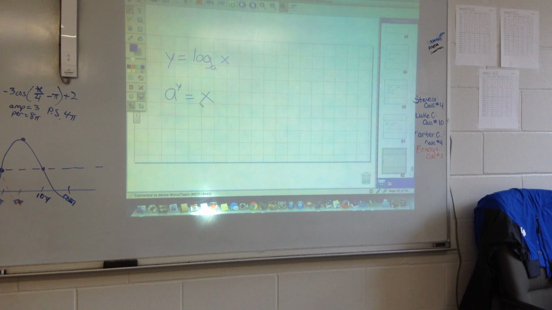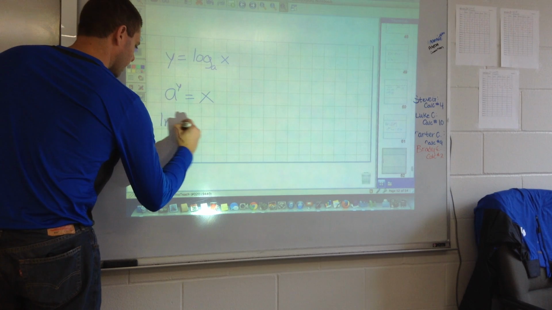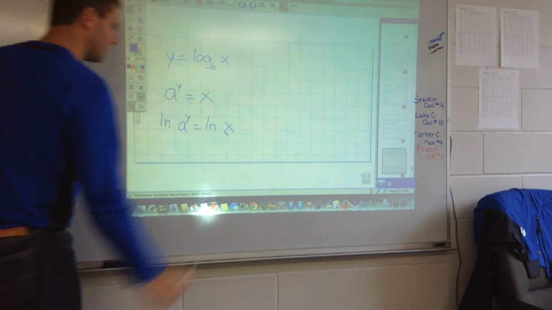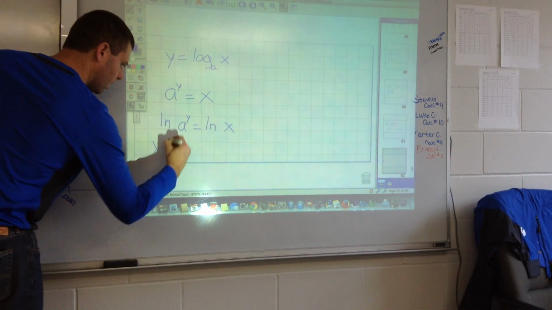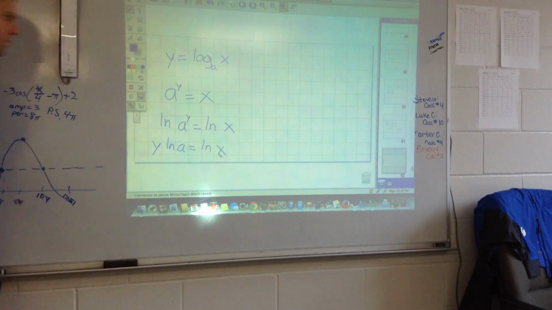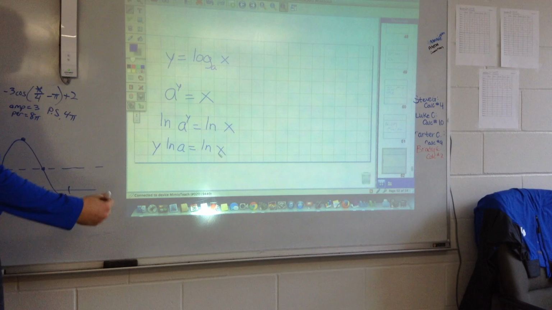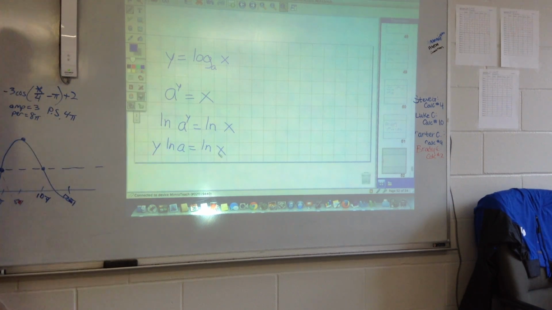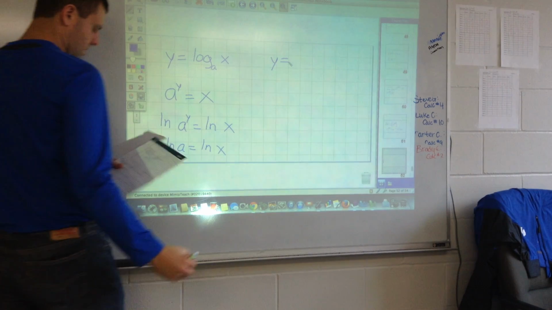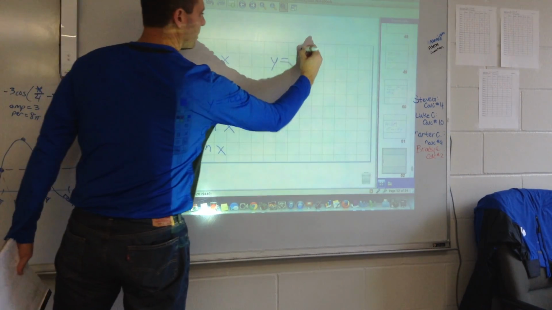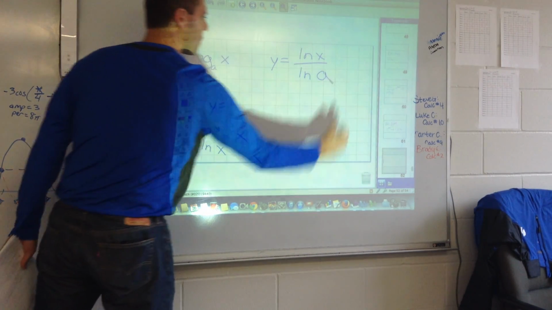Let's natural log both sides. So ln of a to the y equals ln of x. Let's move the y out to the front, because we have logarithms, so we can do that. y times the ln of a equals the ln of x. And then if I get y by itself, I divide by ln of a. So y would equal the ln of x divided by the ln of a. Everybody's good with that?